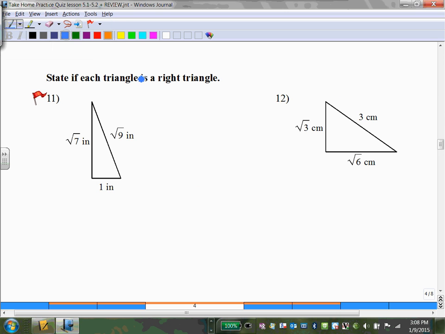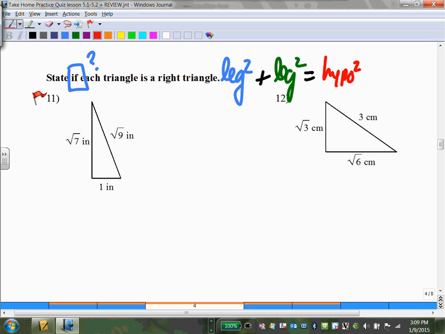Okay, number 11 states, if, can you box that word if for me? If it's a right triangle. Now we know that this works if something is a right triangle. We know leg squared plus leg squared equals hypo squared only works for right triangles.